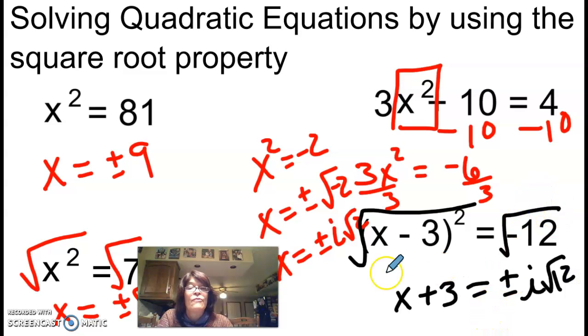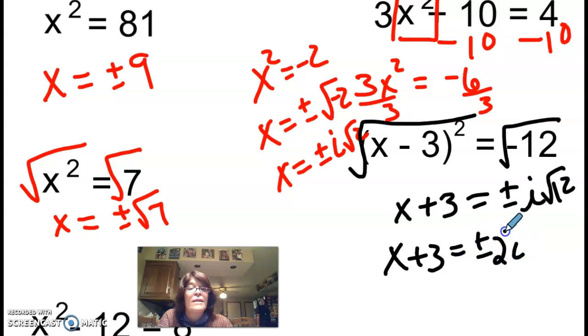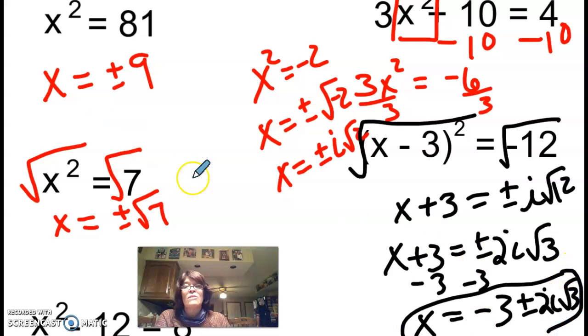Okay, now 12, of course, is 4 times 3. So I can make this x minus 3 equals plus or minus 2i square root of 3. Since 12 is 4 times 3, square root of 4 is 2, I can pull that out. I will, of course, add 3 to both sides. X equals 3 plus or minus 2i square root of 3. Okay, so that's how you use the square root property.